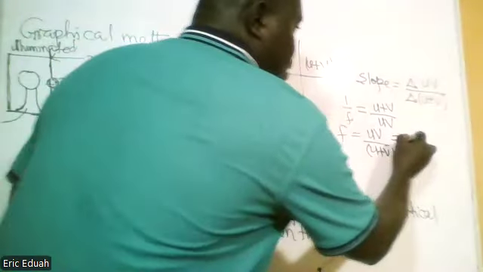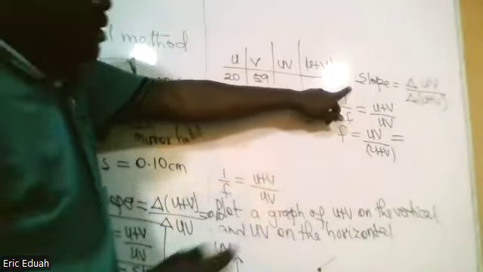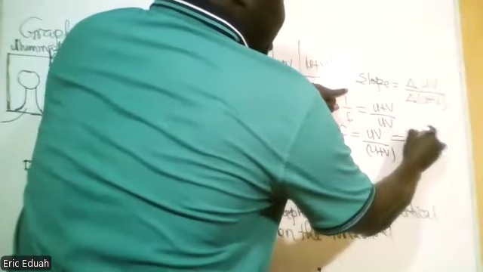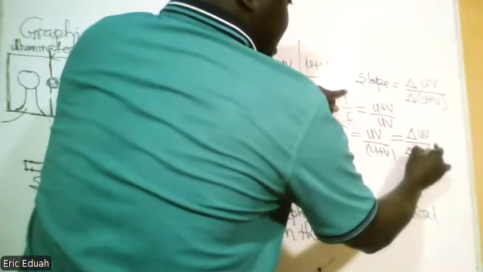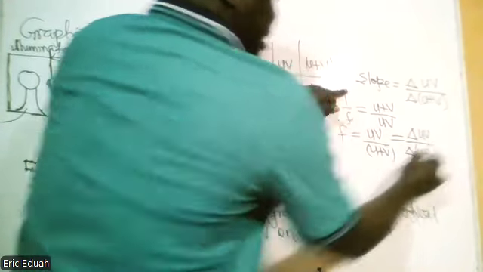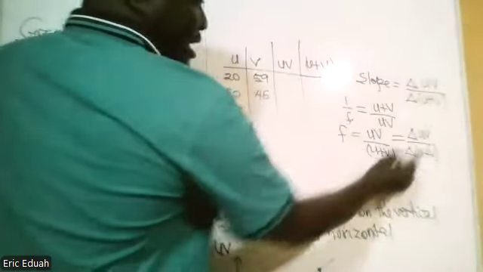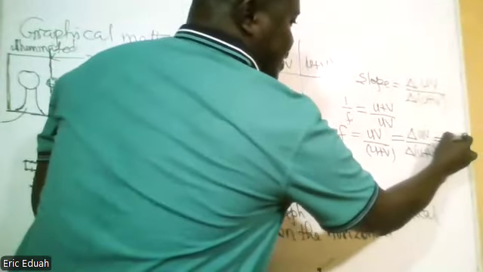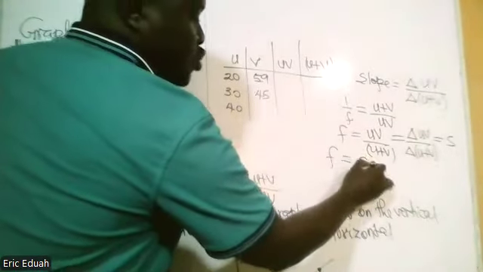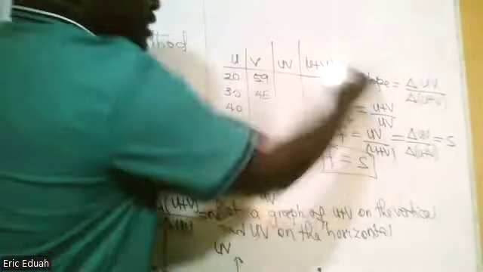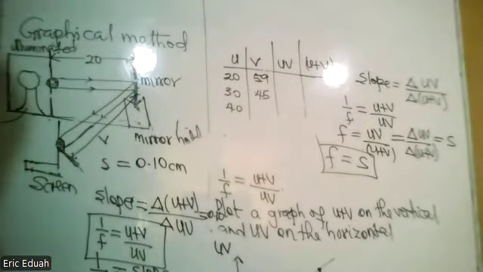The slope is equal to change in UV over change in U plus V. So they are the same. Means that the focal length is equal to the slope if you have this situation. Please, is it understood?